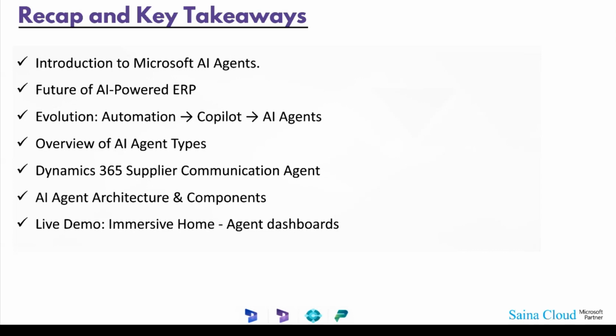Then we looked at different agent types, and mainly focused on the existing agents, like the Dynamics 365 Supplier Communication Agent. We saw its high-level architecture and what the supplier communication agent does. We also saw a live demo on the immersive home dashboards, where we do configurations for the existing agents as well as the custom agents which we are developing. This is the recap of phase one.